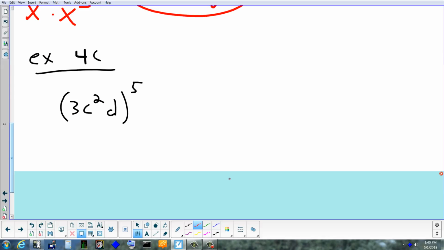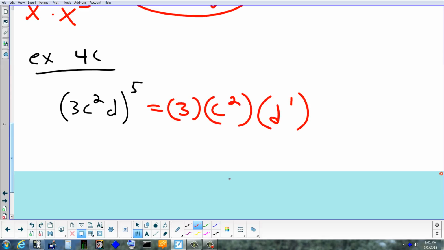All right, so you've got 4. Let's do this one together, and then we'll let you guys try the last one. How many factors inside the parentheses? 3. What's the first one? 3. The second one? C squared. Third one? D to the first. If you want to put to the first, you can do that too. Each one of those is going to get raised to which power? 5th.